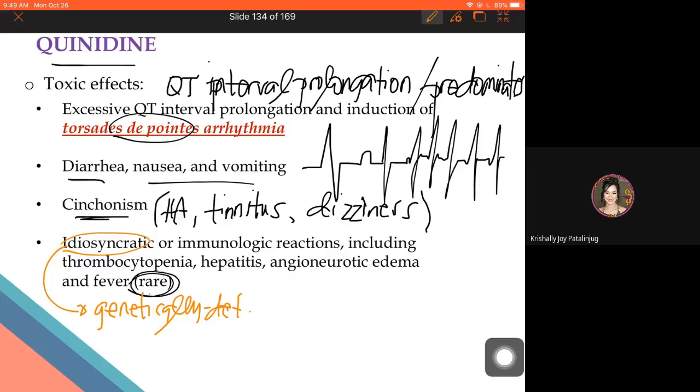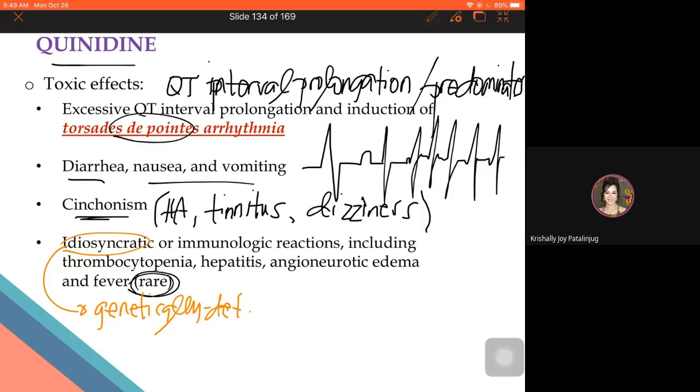So, examples of idiosyncratic reactions are thrombocytopenia, hepatitis, angioneurotic edema, and fever. But again, rare lang naman siya nangyayari.